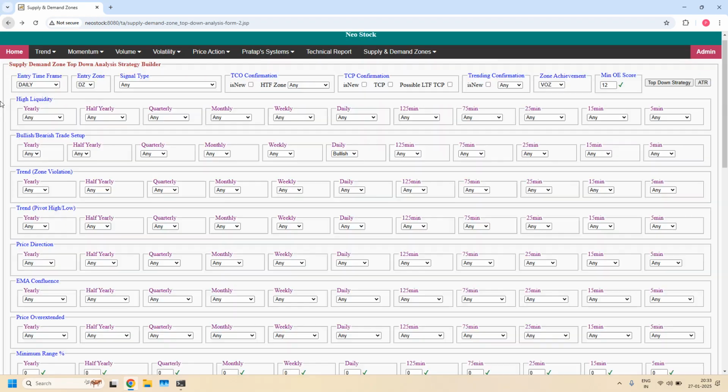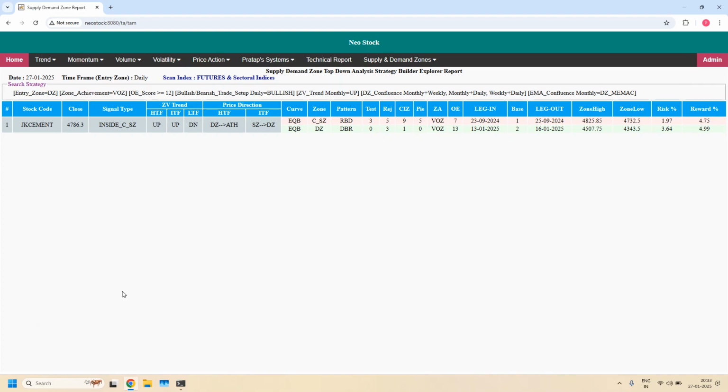Let's verify it is having monthly EMA confluence. And the trend on monthly should be uptrend, because it is a bullish trade setup. So JK Cement is also having monthly EMA confluence, monthly demand zone. Excellent. So it's a high probability trade setup supported stock. Okay, this is about the bullish trade setup, monthly income trade.